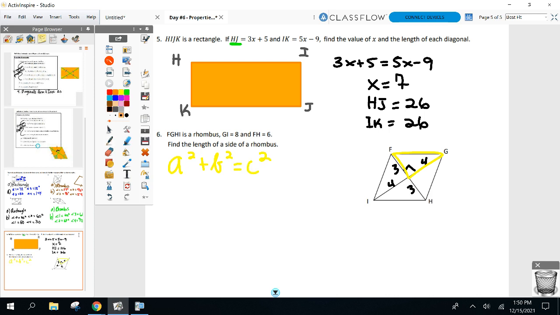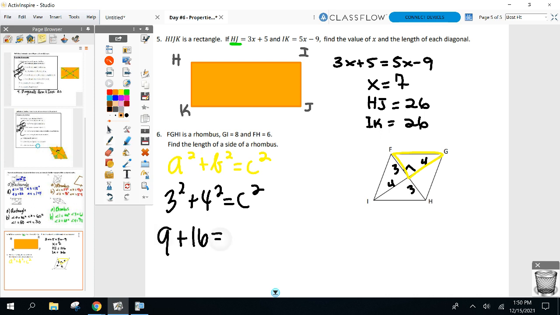Where are the 3 and the 4 going to go in? A, B, C, A and B. Yep. 3 squared plus 4 squared equals C squared. There it is, kids. There it is. Pythag. Oh, hey, get that in your mind. Rhombus, Pythag. Whew.